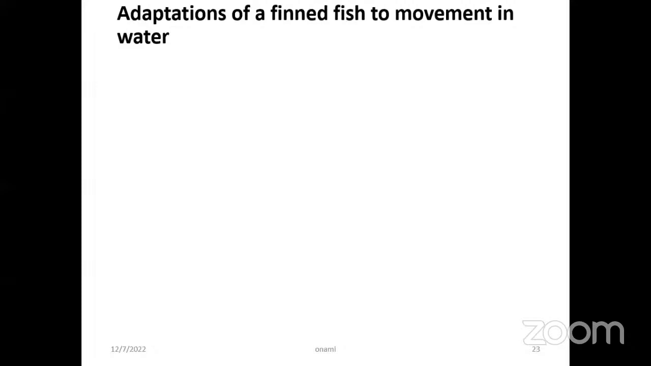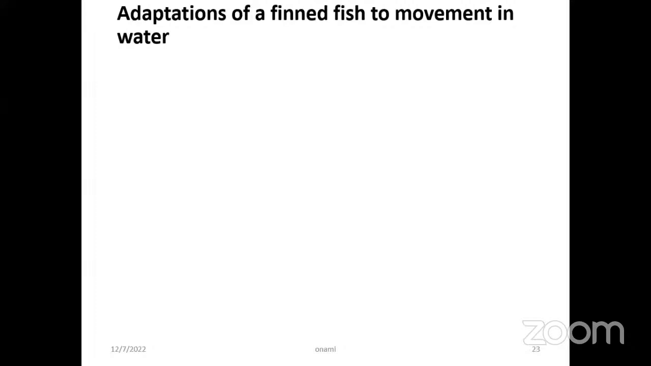Clifford Onyango. The scales are coated with mucus to prevent friction as the fish moves through the water. So the fish secretes mucus. It has mucus-secreting cells, and this mucus overlies the surface of the scales. This reduces friction during movement.